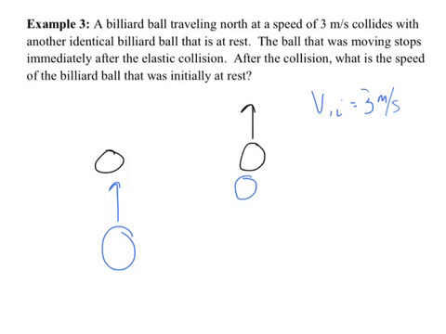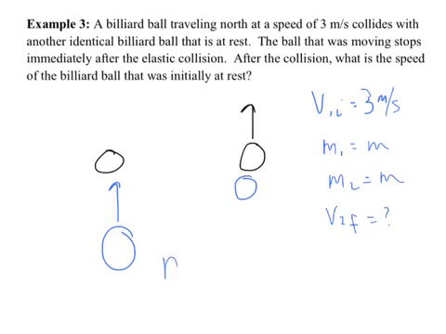Well, the masses here are identical, so we could say that M1 is just M, and M2 is also just M. They're the same masses. And we want to find V2F. We also know that V1F is 0 because the first ball stops after the collision. And we know that V2I, the velocity of the second pool ball, is 0 initially.